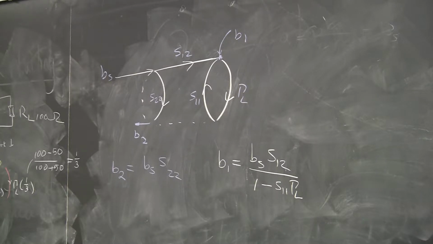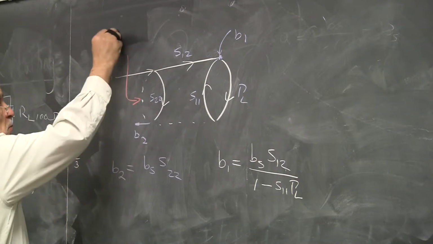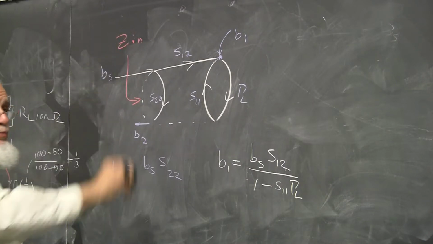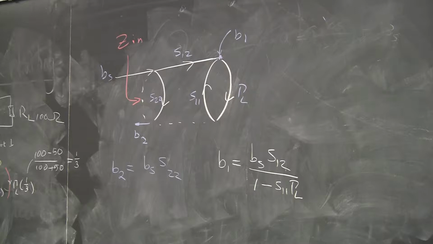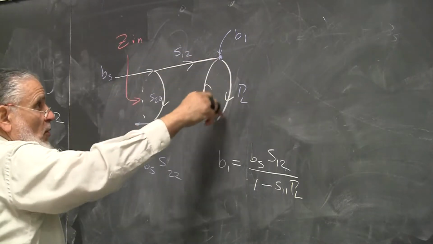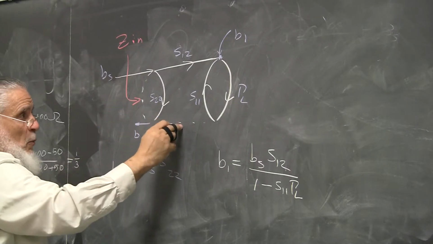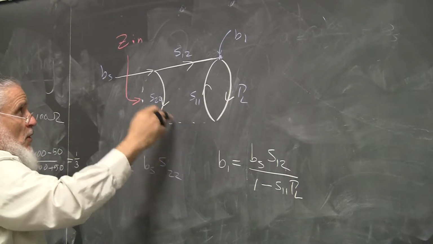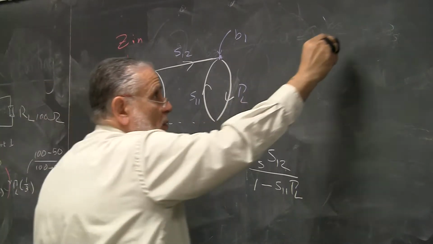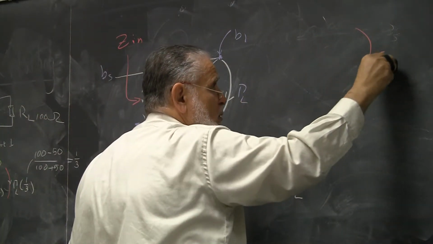Next is to find the input. The input would be the impedance seen at this point. So I'd like to reduce the network to an S parameter at this location. Well, obviously, this whole thing here does not feed back. We kill the feedback. So as far as this is concerned, we only see S11.